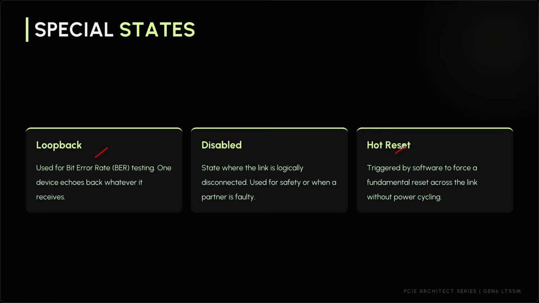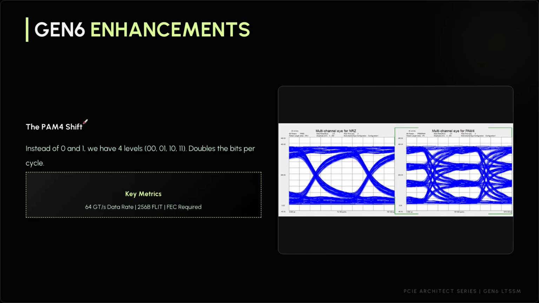Now let's discuss what makes PCI Gen 6 different from the previous generations. So here you can see PCI Gen 6 represents a major architectural shift. The biggest change is PAM4 signaling. Earlier generations used only 2 voltage levels, whereas Gen 6 uses 4 levels. This effectively doubled data throughput. Gen 6 also introduced the FLIT mode. Additionally, FEC becomes mandatory. At 64 giga transfers per second, error correction is essential. So together these enhancements allow PCI Gen 6 to achieve significantly higher bandwidth while maintaining reliability.